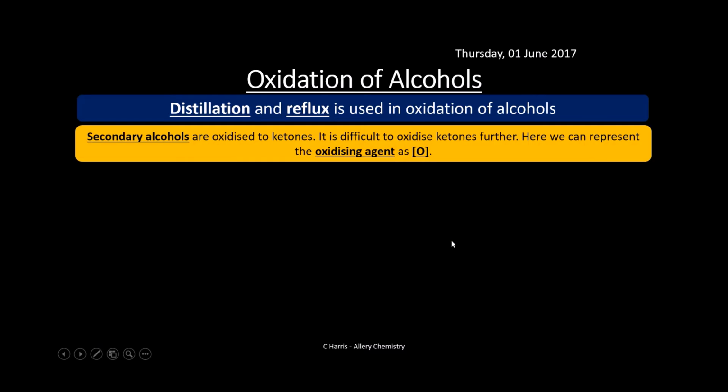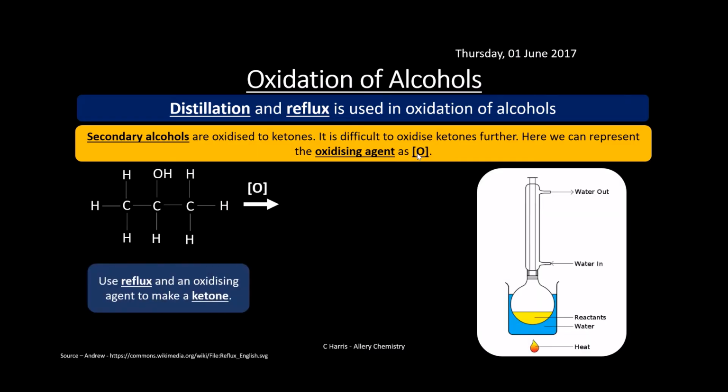Now, secondary alcohols are oxidized to ketones. It's difficult to oxidize ketones further though. So basically, we're just going to use reflux for this. But we are going to use our oxidizing agent, again represented with square bracket O. There's your secondary alcohol. We're going to use reflux and the oxidizing agent, which is your dichromate.